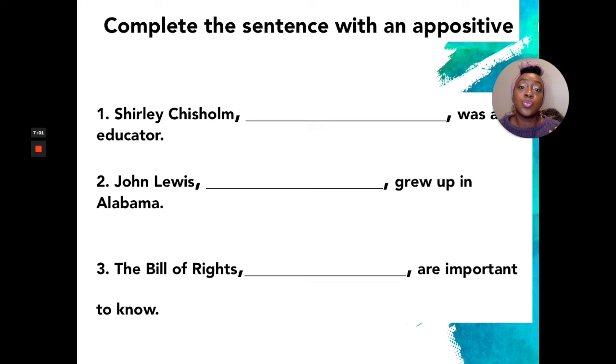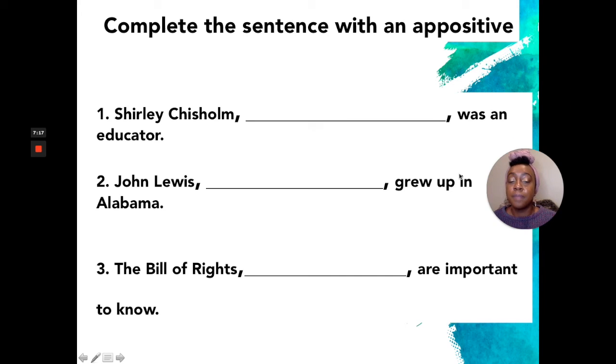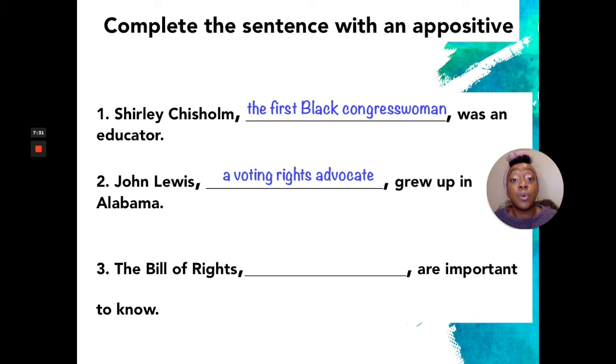So now we're going to complete sentences with an appositive, but this time we don't have an appositive bank. We gotta remember. Shirley Chisholm was an educator. So I need to think about what I remember about Shirley Chisholm. I remember she was the first Black congresswoman. John Lewis grew up in Alabama. John Lewis, a voting rights advocate, grew up in Alabama. The Bill of Rights are important to know. The Bill of Rights, the first 10 amendments, are important to know.